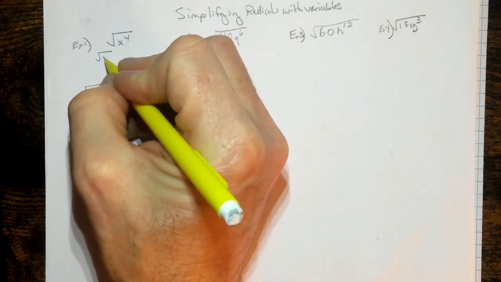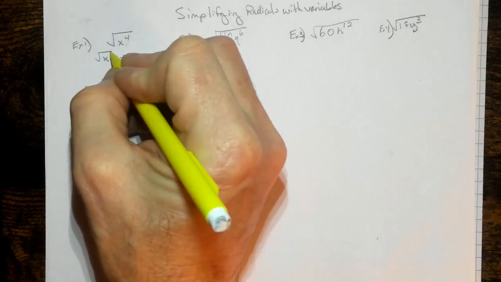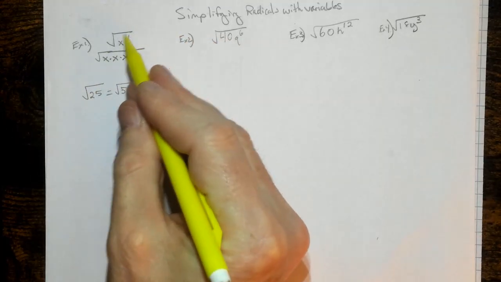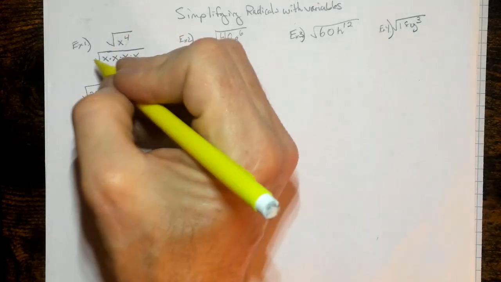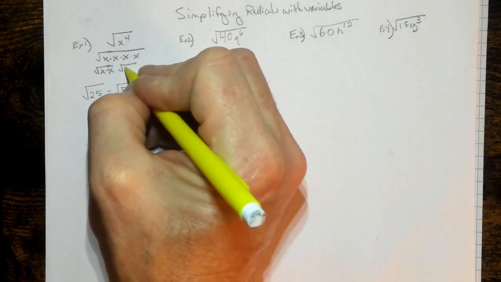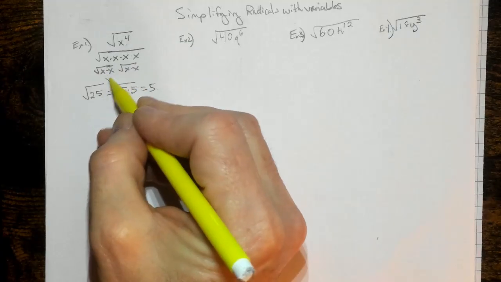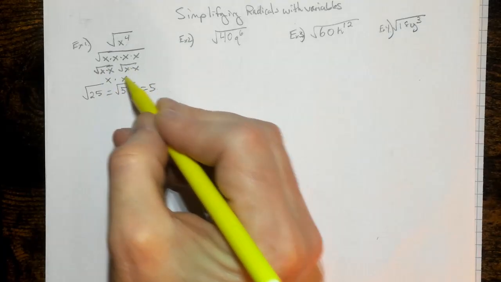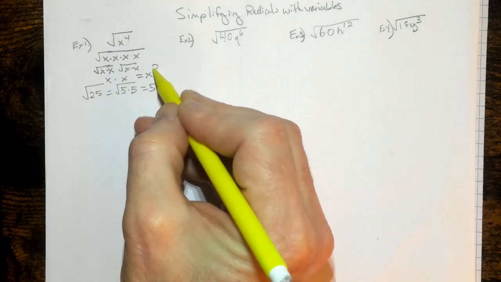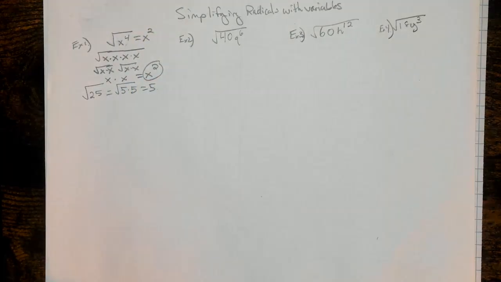We can think of this in the same way, right? I can say x times x times x times x. So I have these 4 x's being multiplied, repeated multiplication, and if I break it up into 2 and 2, how many x's do I get from the square root of this? I get 1. And how many x's do I get from the square root of that? I get 1. So I get x squared. So the square root of x to the 4th is x squared.